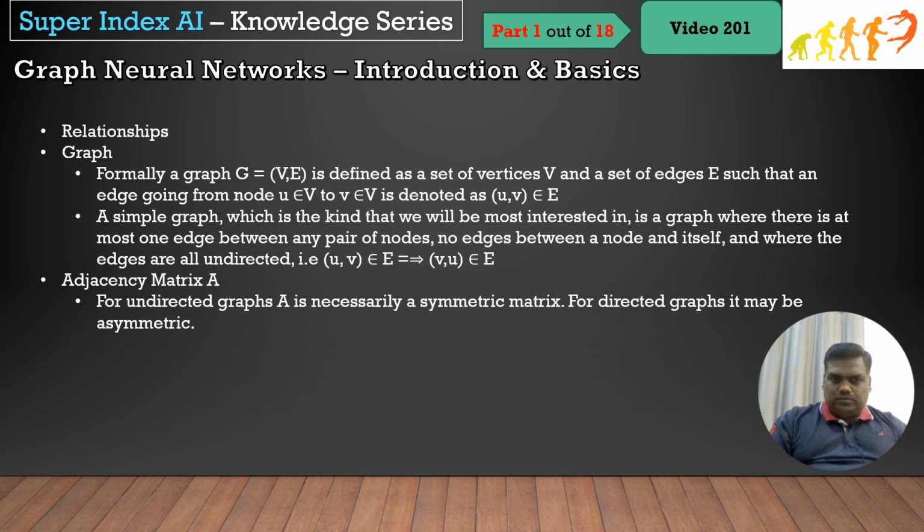For a directed model, only one relationship will be notified in the adjacency matrix. For undirected graphs, A is necessarily a symmetric matrix. If we rotate the adjacency matrix, that is, flip the matrix, the data will not change because A to B or B to A do not have any difference here. Directed graphs may be asymmetric because the values will change when the matrix is flipped.